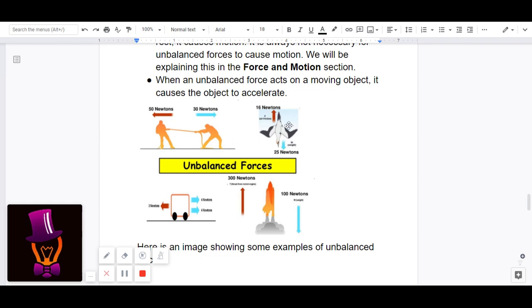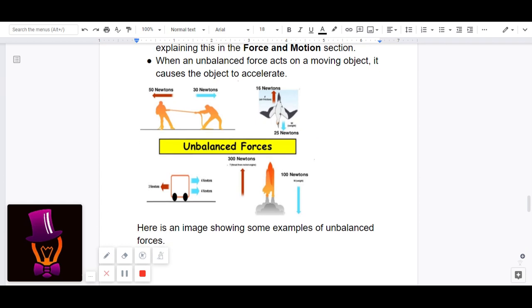Here's an image of a bird diving into the air. The weight of the bird is pulling the bird down, but air friction or air resistance is pulling the bird up. But since the weight of the bird is more, the bird is going down, or else it will stay static or it will go up.